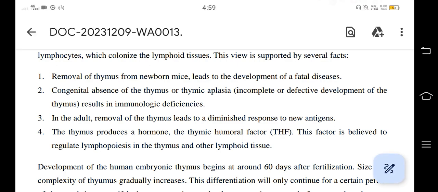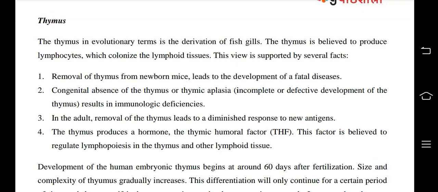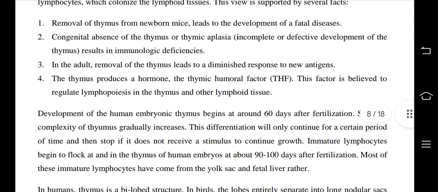Removal of the thymus from newborn mice leads to the development of fatal disease. Congenital absence of the thymus, or thymus aplasia, incomplete or defective development of the thymus, results in immunologic deficiencies. In adults, removal of the thymus leads to diminished response to new antigens.